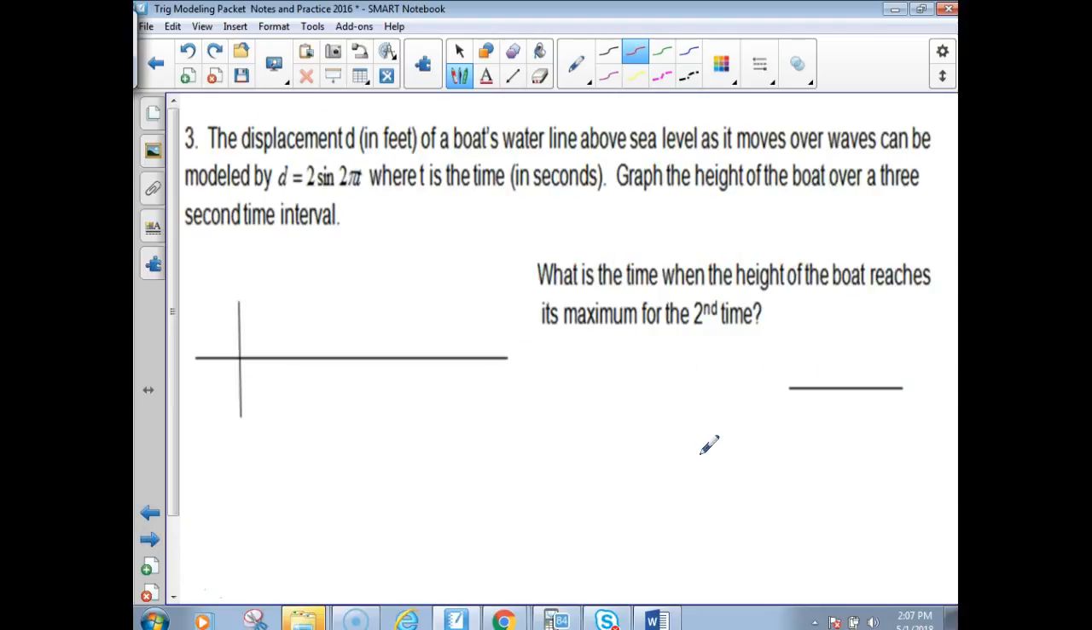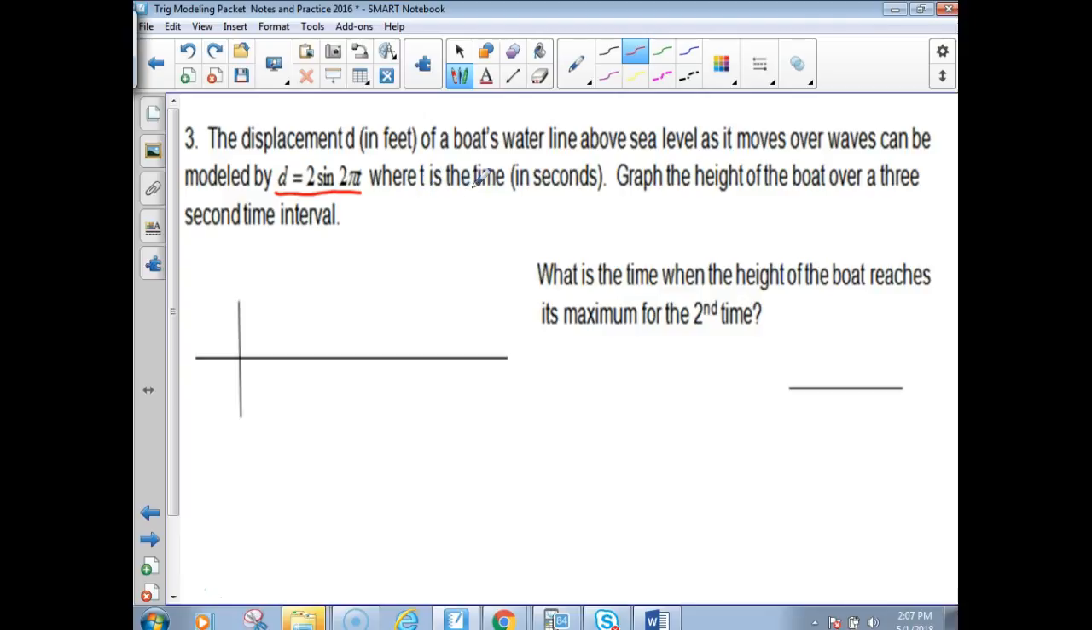Number 3. Now we got a word problem. The displacement D in feet of a boat's water line above sea level as it moves over waves can be modeled by this equation. All right, they've already given us the equation, where T is the time in seconds. Graph the height of the boat over a 3-second time interval.